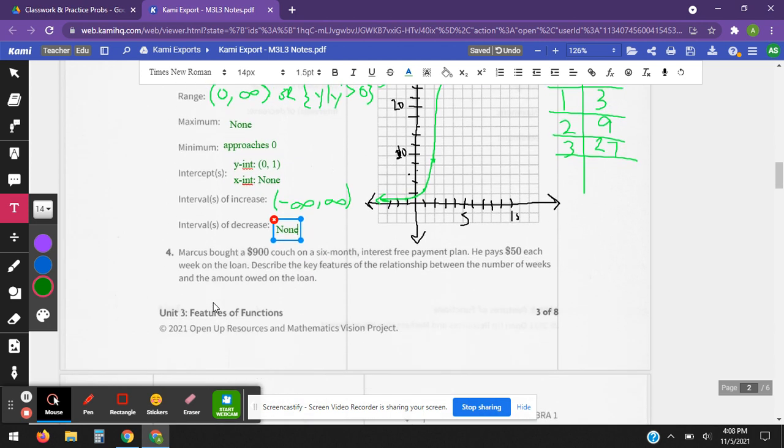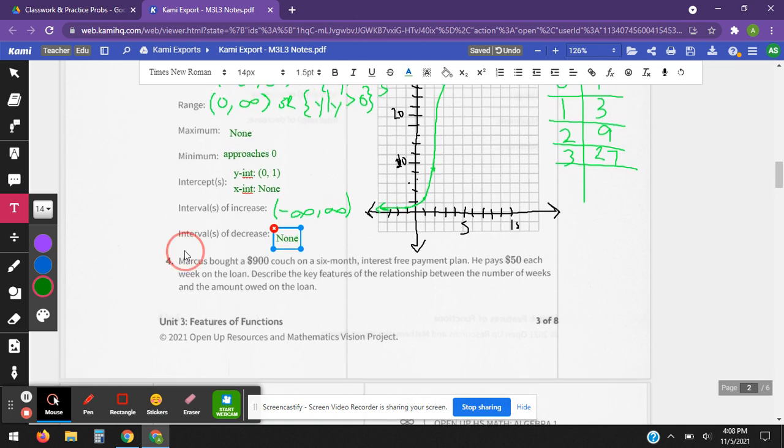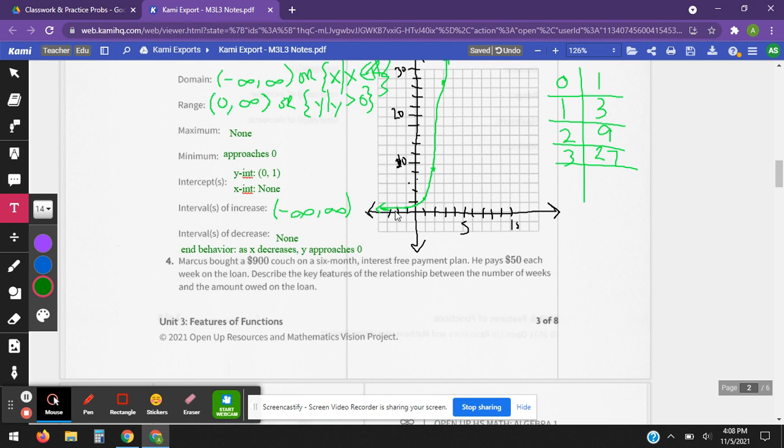Okay, so in this one, oh, you know what I was going to add on here? Let's do one more thing on here. I am going to put something that's called end behavior. As x decreases, y approaches 0. That would be an end behavior because we want to point out that it will get a little lower and lower and lower, but it won't ever hit that. All right, next.